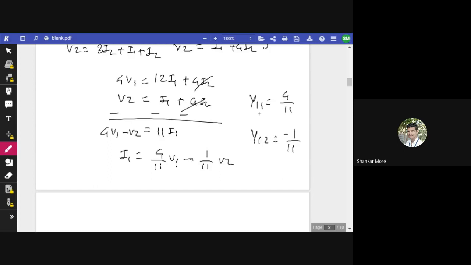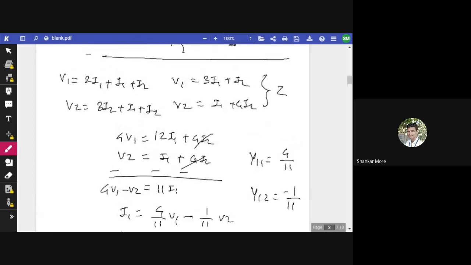So we have y11, y12, but still we need to calculate y21 and y22. How do we calculate that? For that, we need the equation of I2. We need I2, we need V1, we need V2, we don't need I1. So we have to eliminate I1 from these equations. So how do we eliminate I1?